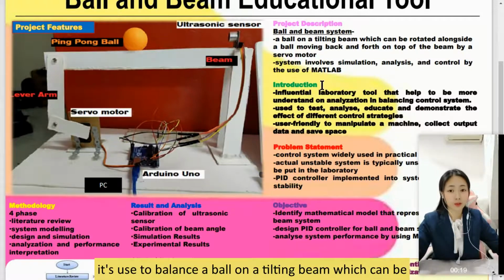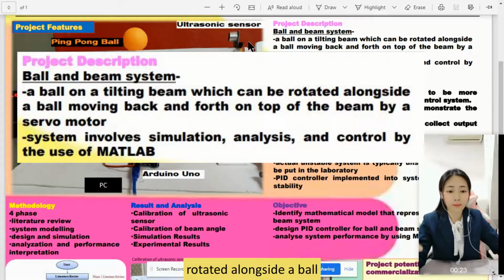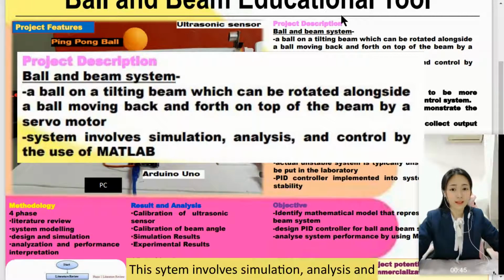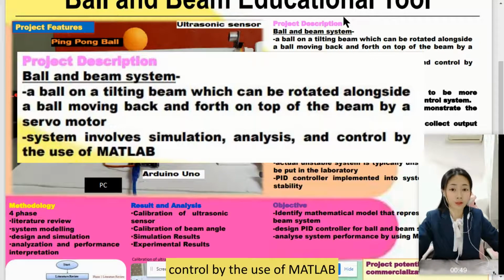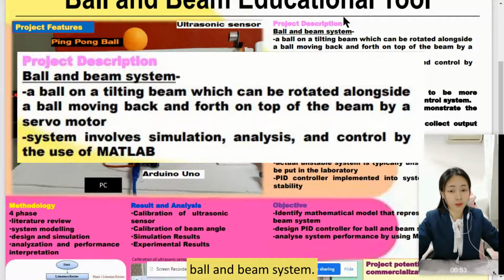It is used to balance a ball on a tilting beam, which can be rotated by a servomotor, while the ball moves back and forth on top of the beam. This system involves simulation, analysis, and control by the use of MATLAB, and there are generally two types of configuration of ball and beam system.